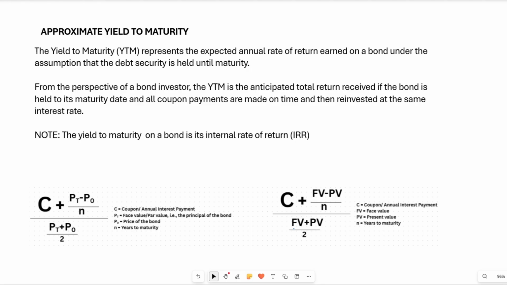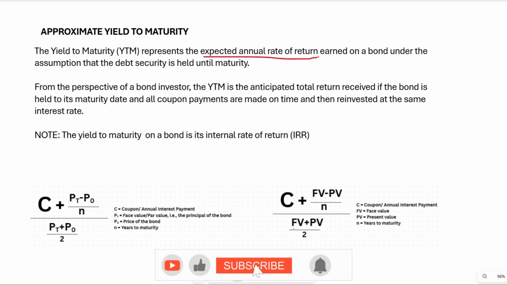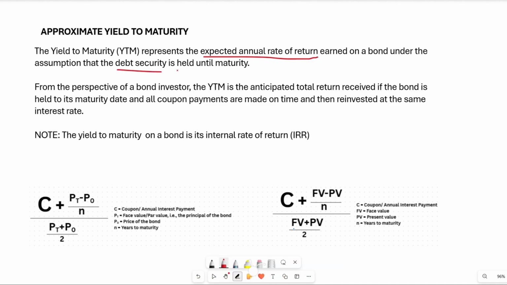We'll be looking at approximate yield to maturity, also referred to as the yield to maturity, the YTM. The yield to maturity basically represents the expected annual rate of return that is earned on a bond under the assumption that the debt security is held until maturity. What the yield to maturity is basically trying to estimate is just the total or the expected annual rate of return that is expected to be earned on a security, in this case the debt.